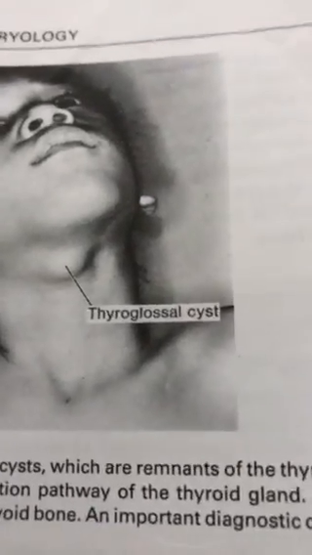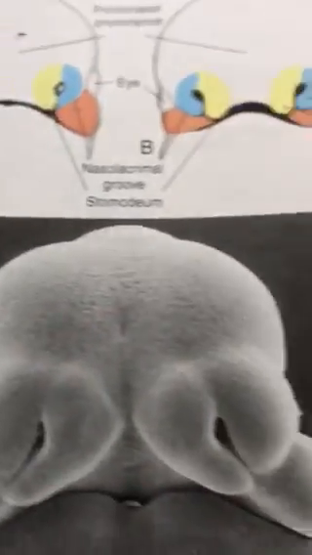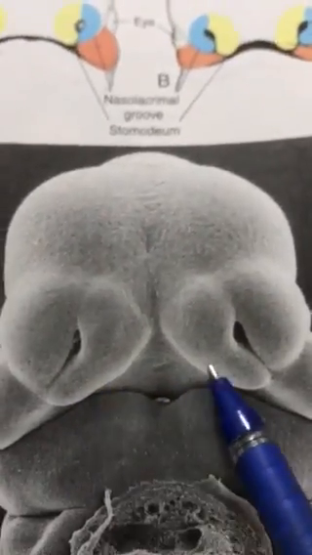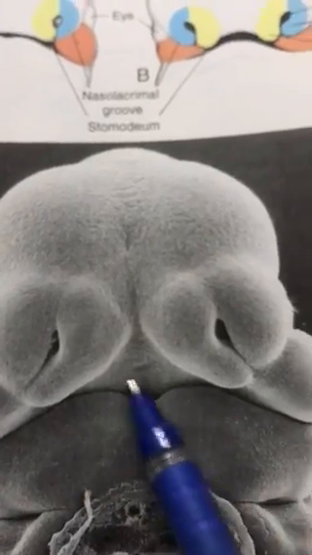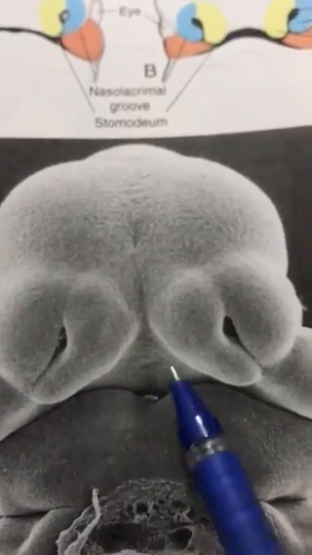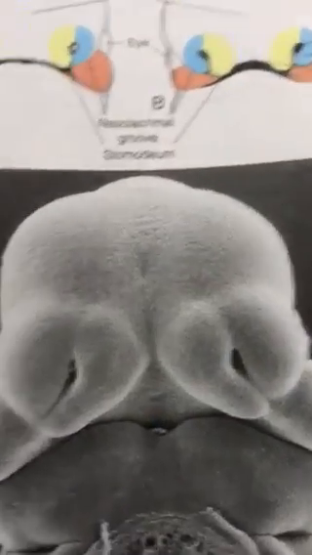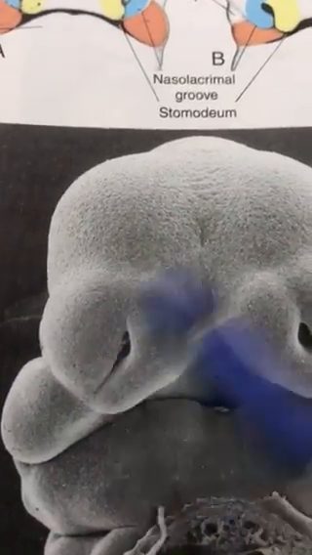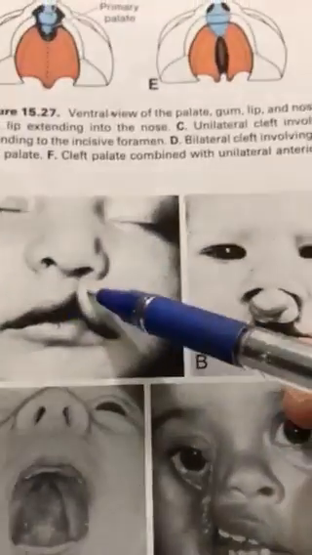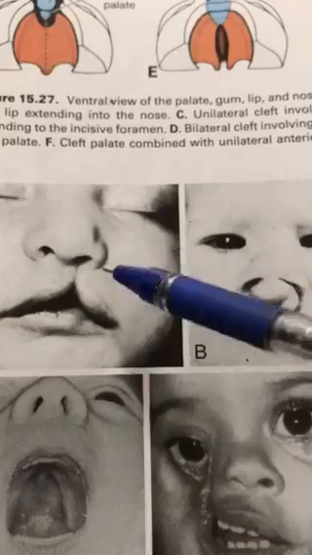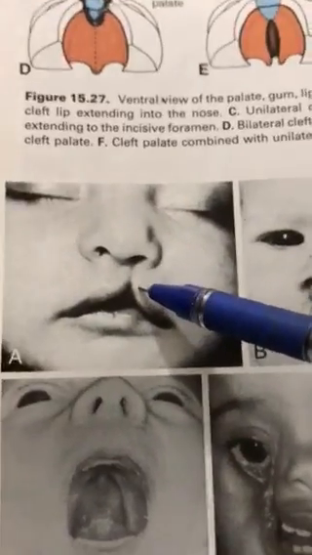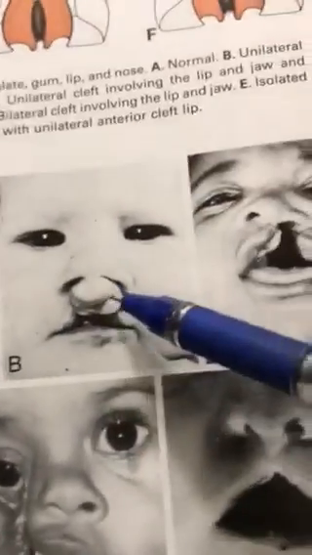So if there is any failure in this, what will happen? Failure of fusion of the medial nasal process with the maxillary process, again you will have a cleft. It means there is irregular fusion, so it leads to cleft lip. Look at this: failure of fusion of the medial nasal process with the maxillary process, you can nicely see the cleft lip.